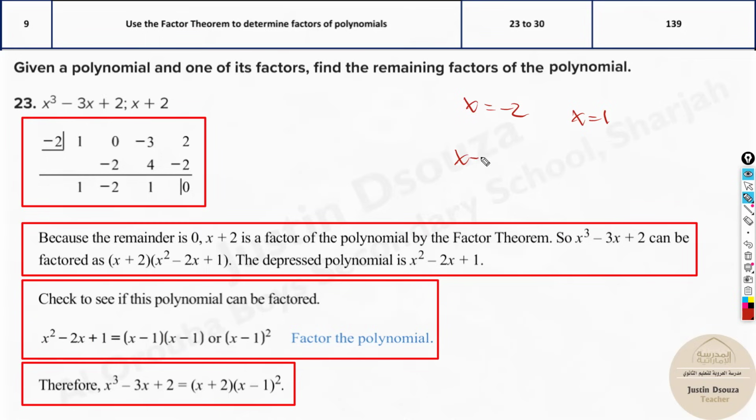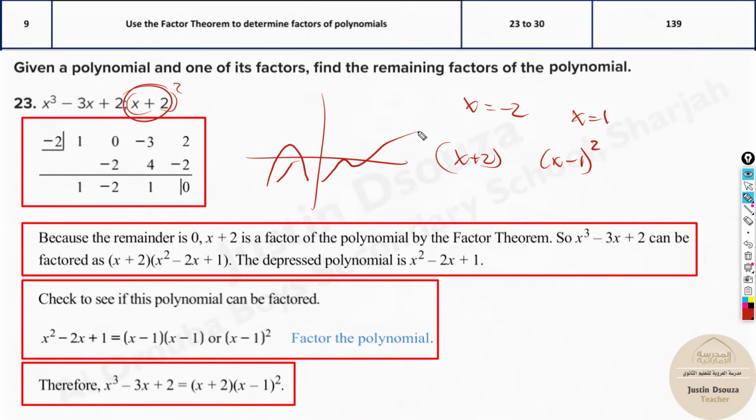So one factor is x plus 2. Another factor is x minus 1. Now here, they have told us this is one factor already. Did they mention any power 2? No. So the other factor, whatever you get, is of multiplicity 2. That means this is repeated twice. The graph doesn't cut through like this, whereas at x is equal to 1, it touches and then continues. So basically it has a multiplicity of 2. That's it. Now this is the final answer.